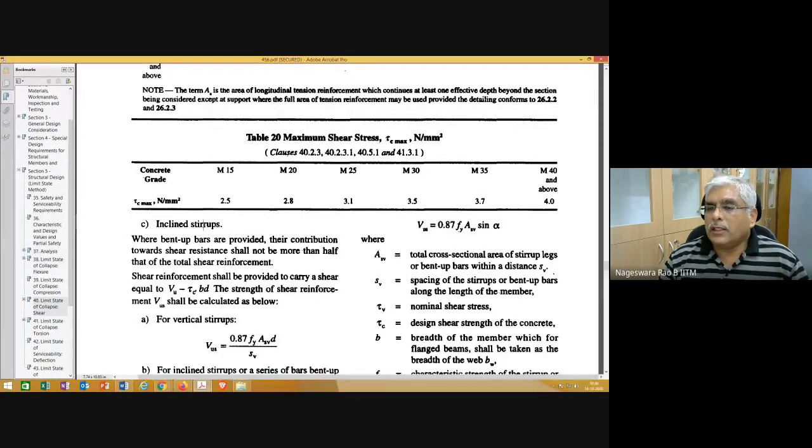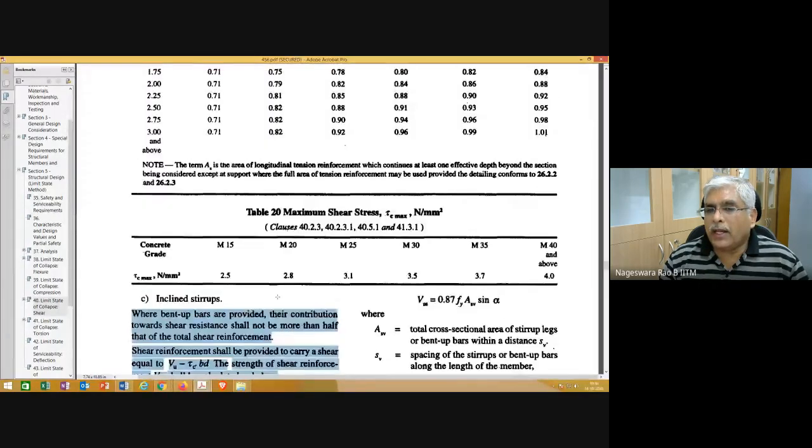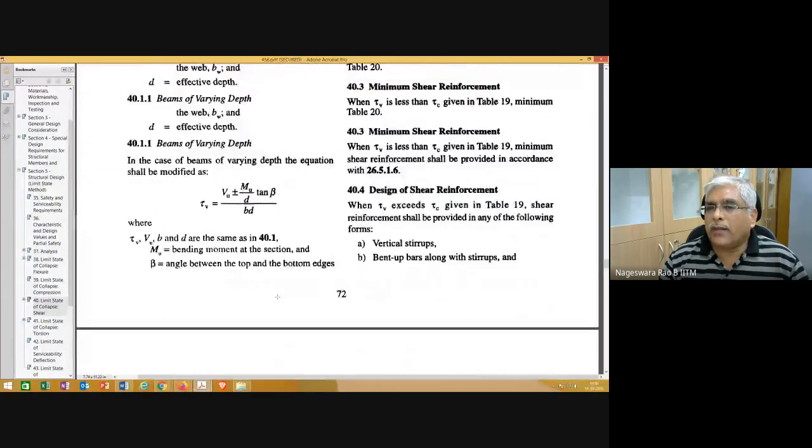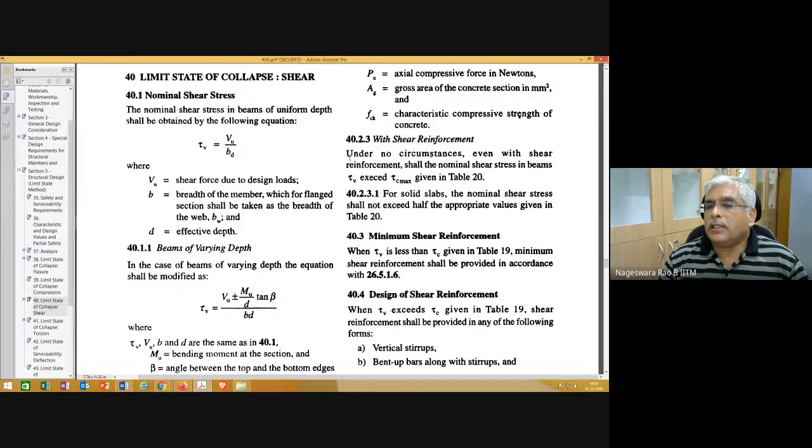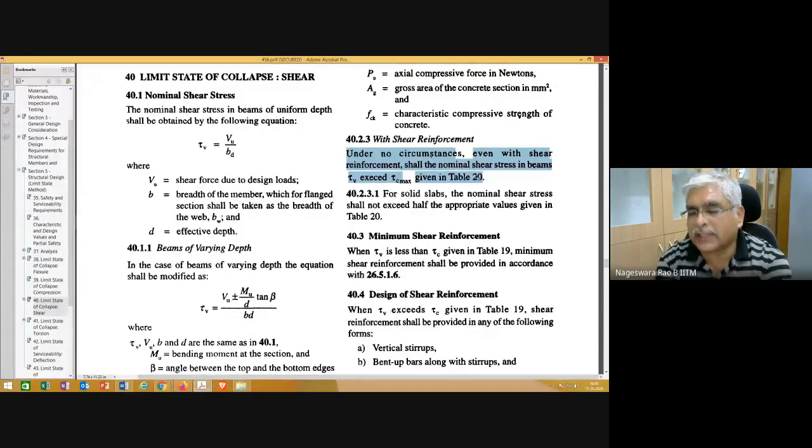Okay, so we'll proceed further below in a while. Let's understand whatever is missed out here. Just now we noted that when tau v exceeds tau c, we need to provide shear reinforcement, and that it can be provided in three forms. The option is yours. It can be provided as vertical stirrups, or a combination of bent up bars and vertical stirrups, or inclined stirrups.